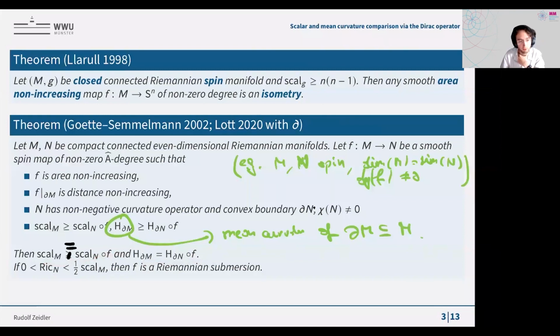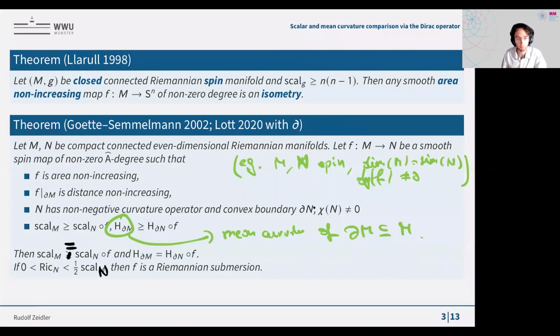And you also have a rigidity statement that under some additional positivity assumption, you get that F must be a Riemannian submersion. Or in this basic case, again, that F must be a local isometry. All right, so this is relatively recent, but if you exclude the case of boundary, this is the kind of thing that was known until a few years ago, what kind of thing you can do with the Dirac operator when trying to prove sharp estimates.